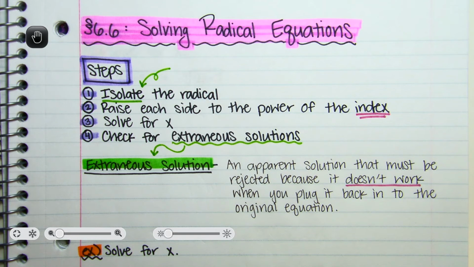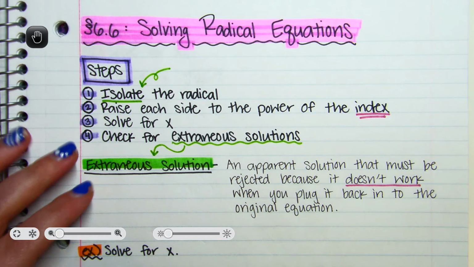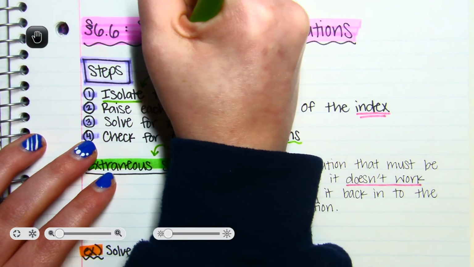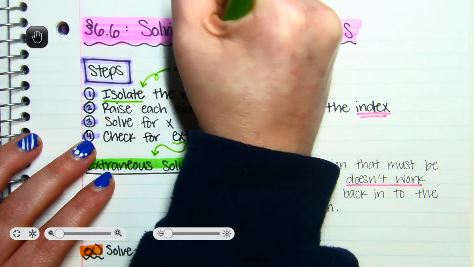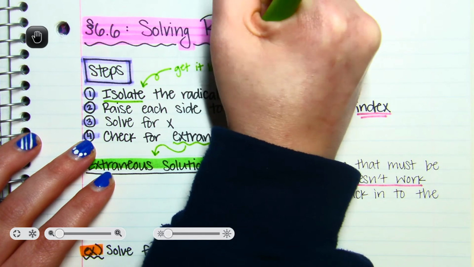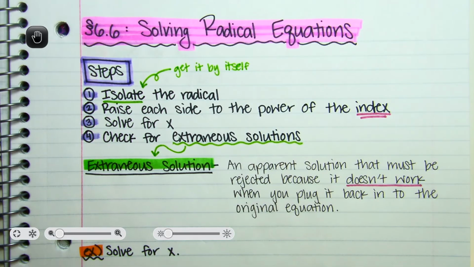Step 1 is to isolate the radical. What does it mean to isolate something again? If you said something along the lines of get it by itself, then you are correct. Get it by itself or get it alone, etc. Step 2, raise each side to the power of the index. Remember, the index is that little teeny tiny number in your radical, out in front of the radical.